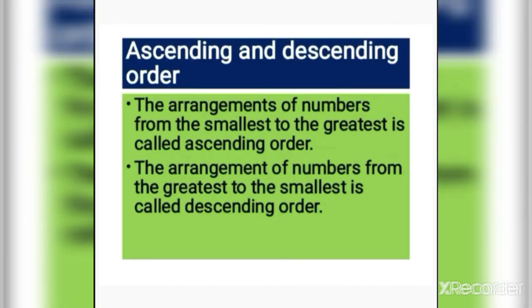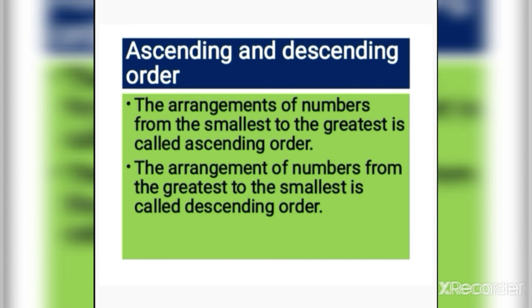Now, let us understand how to arrange the numbers in ascending and descending order. Before learning the process of arranging numbers in ascending and descending order, first let us know what is ascending order and what is descending order. The arrangement of numbers from the smallest to the greatest is called ascending order. I repeat, ascending order means the arrangement of numbers from the smallest to greatest.